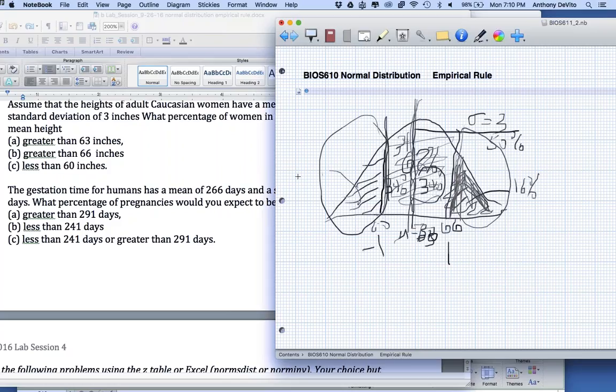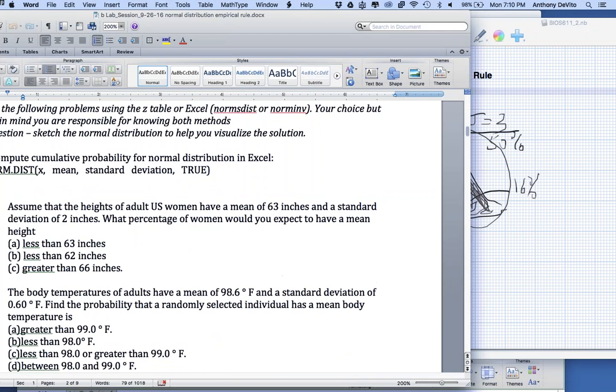Okay, so you see the power of this now? By knowing the mean and the standard deviation, if the population is truly normally distributed, we have all sorts of information about it. Okay, so let's move on.